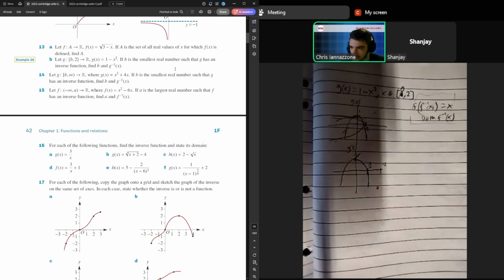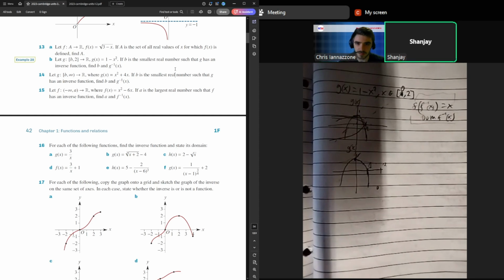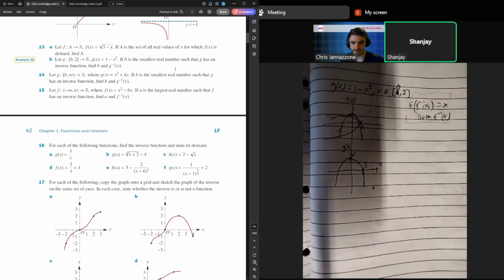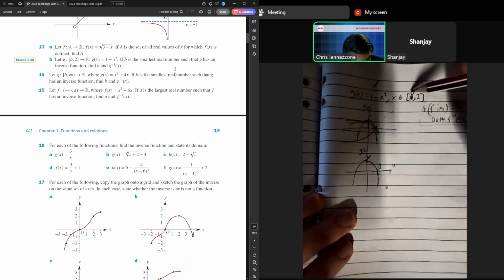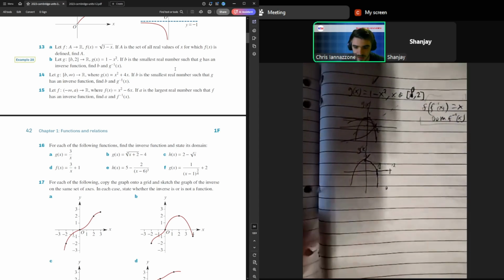Then finding the inverse, well, we've already looked at how that works. Do you want to finish that one off yourself or go through it together like this? Yeah, we'll go through it together. Okay, so finding the inverse of g, now that we know this is the domain, what do we do to start?